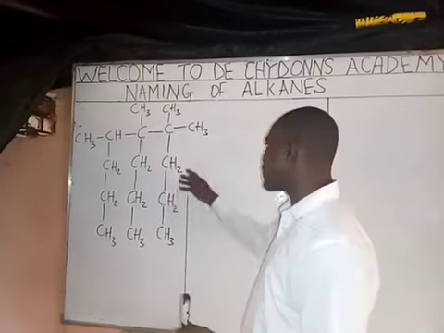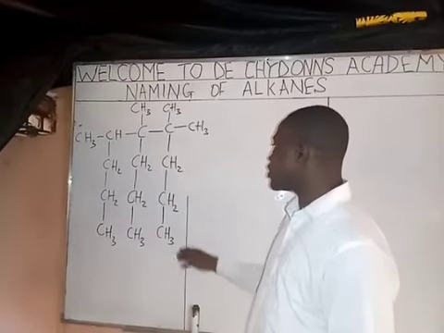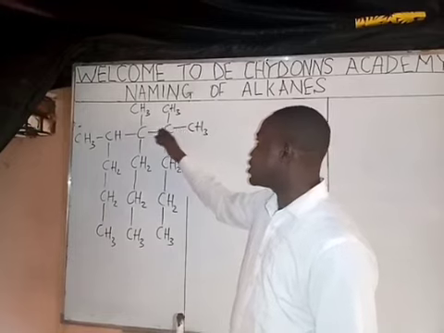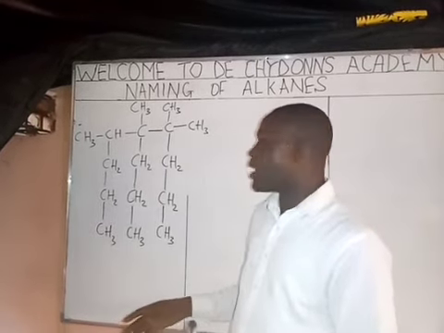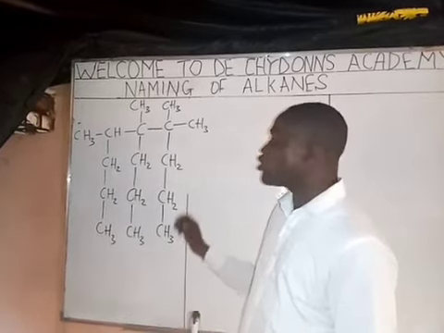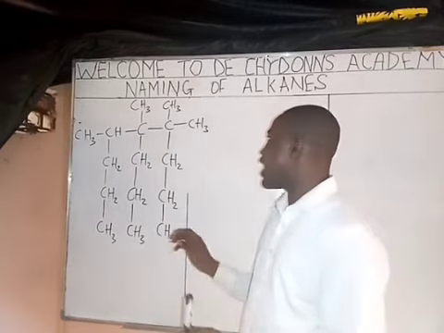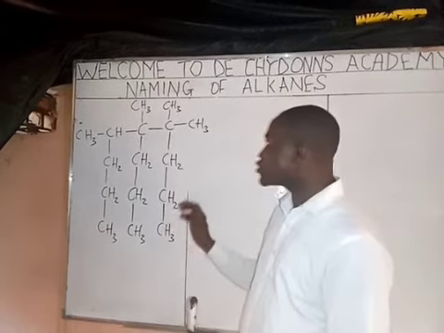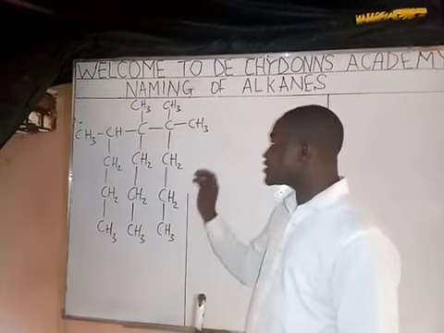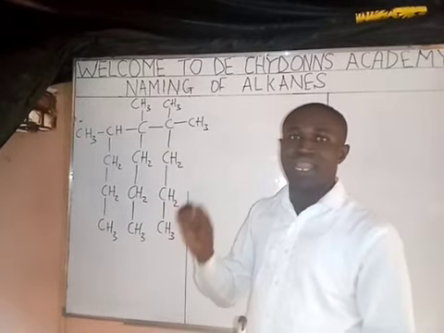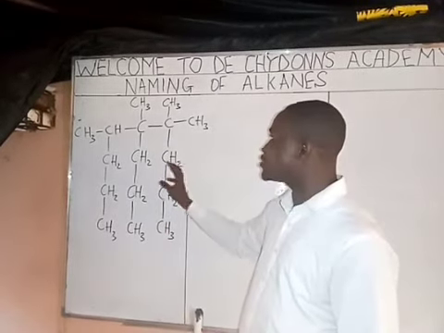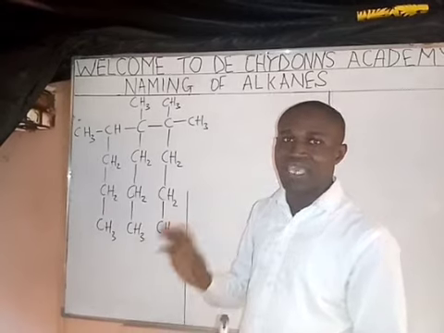How do we know that it's from the alkane group? This is because it is only single bonds that you can see here. Remember that there's what we call homologous series and functional groups. In homologous series, we say it is families of organic compounds. And one of the families of organic compounds we have is the alkane group.